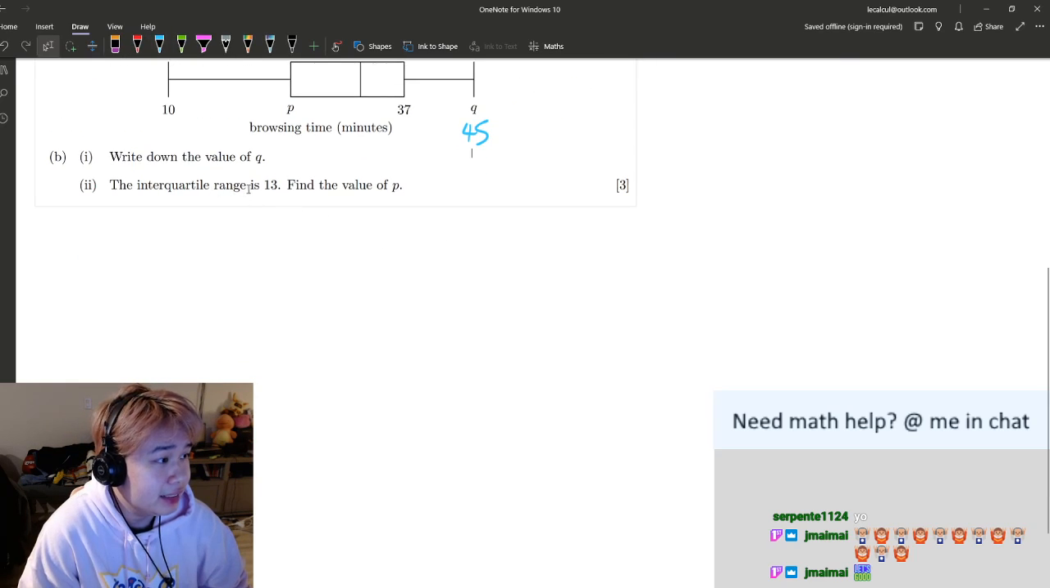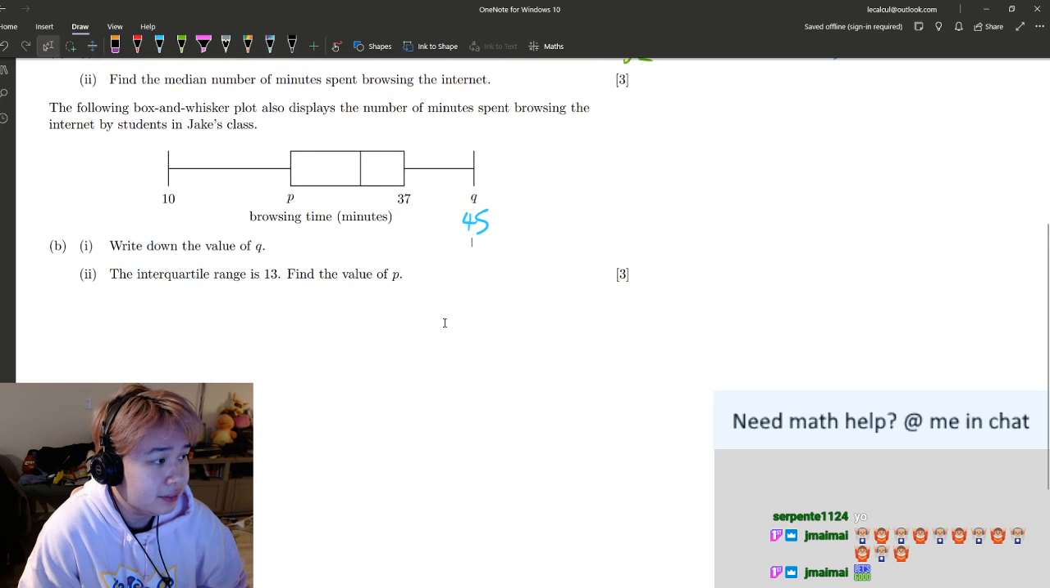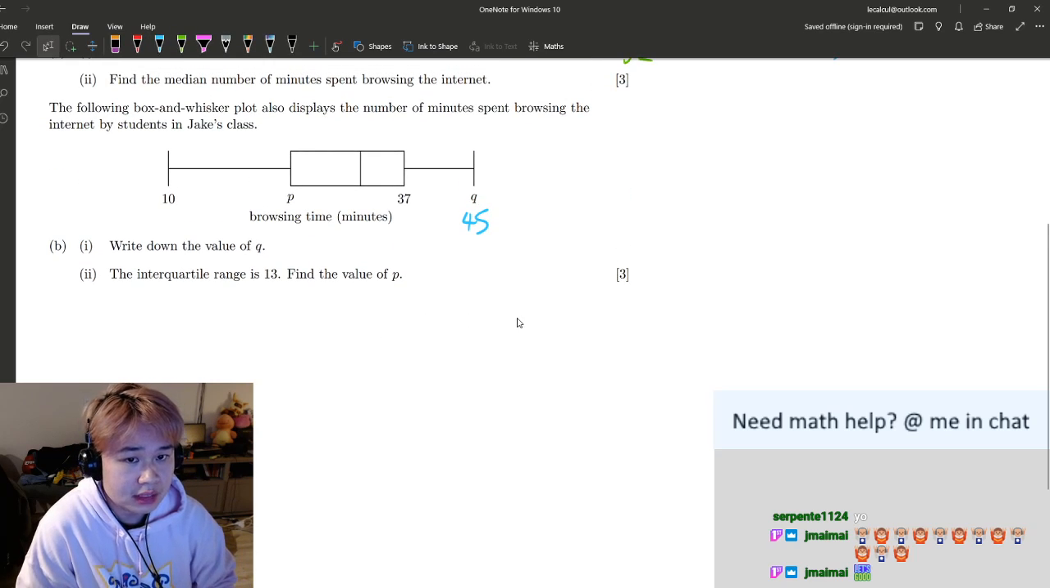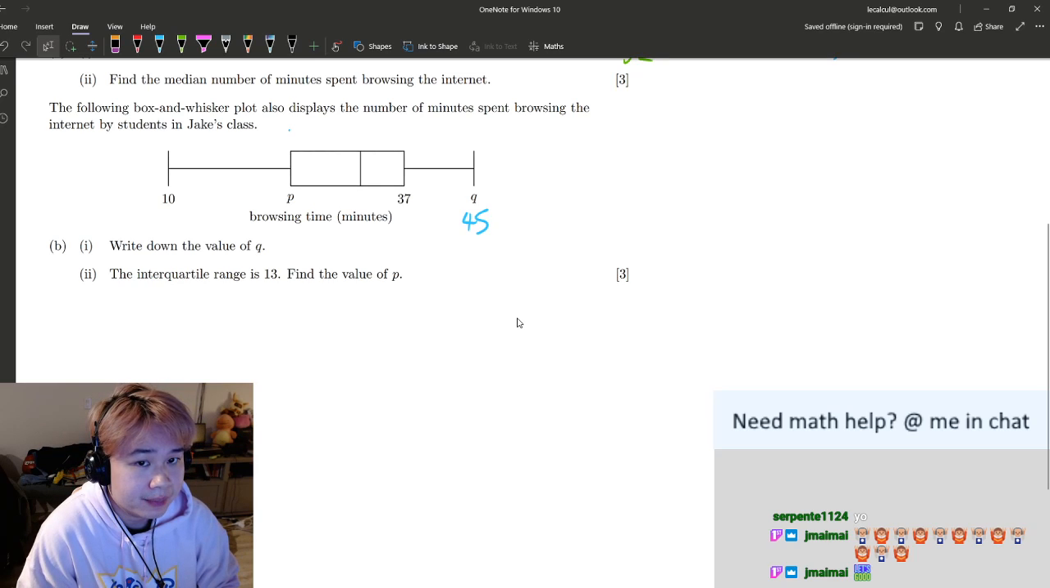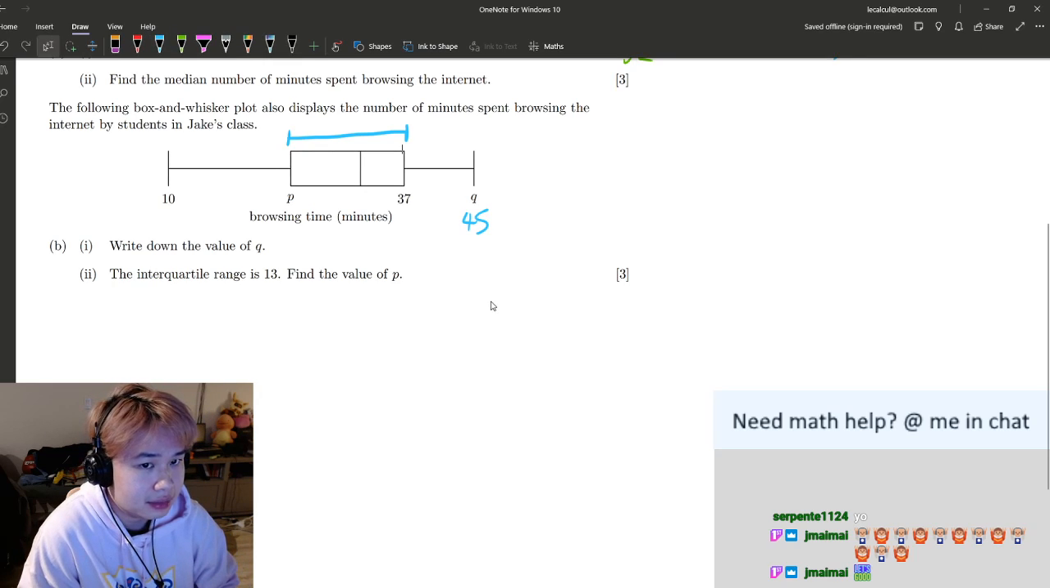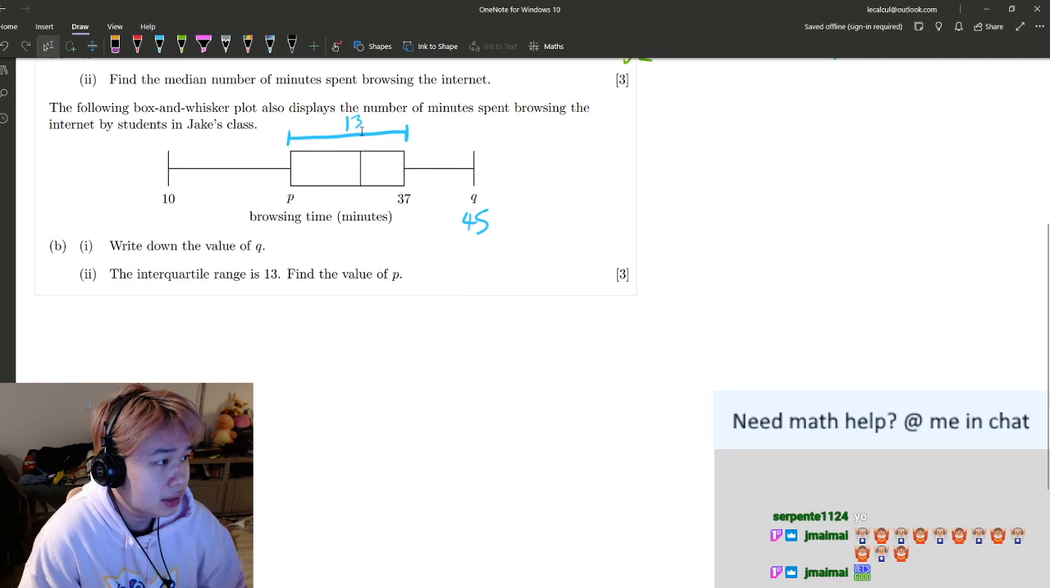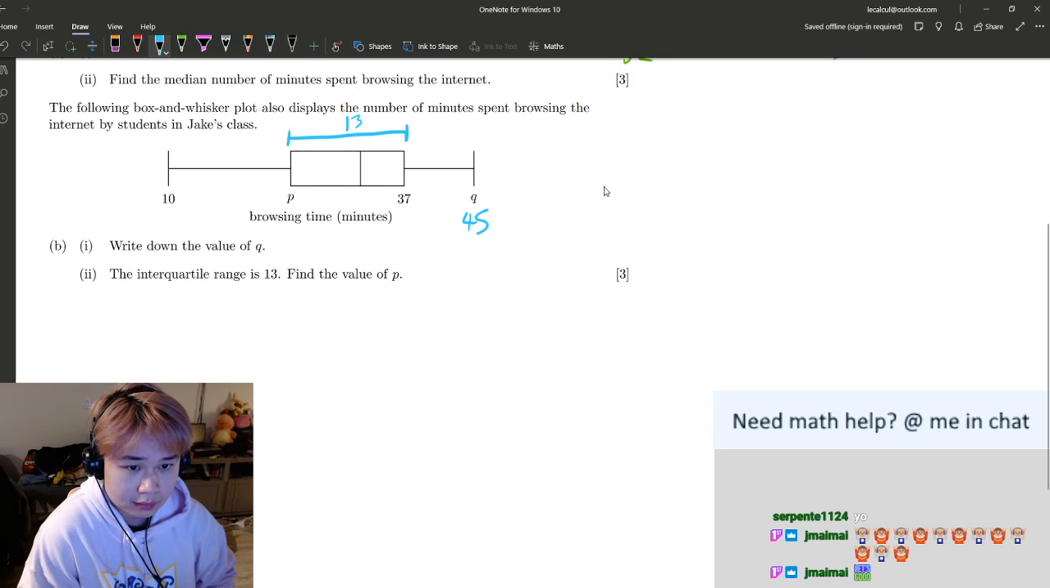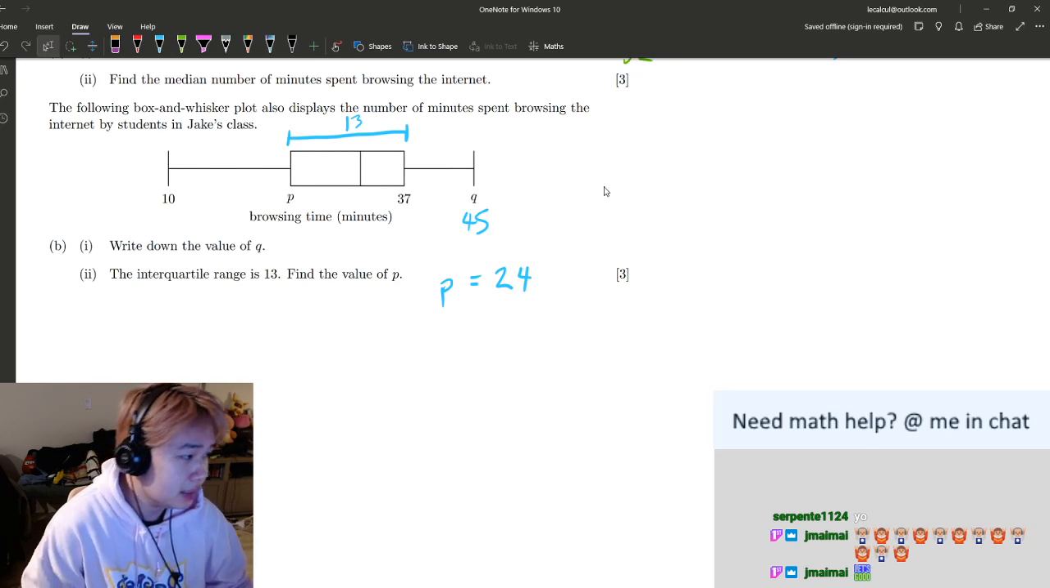Next up, we know that the interquartile range is 13. Find the value of P. So the interquartile range is the distance between the first quartile and the third quartile. So if I know that that's 13, then I can just take 37, subtract 13. So P is 24.